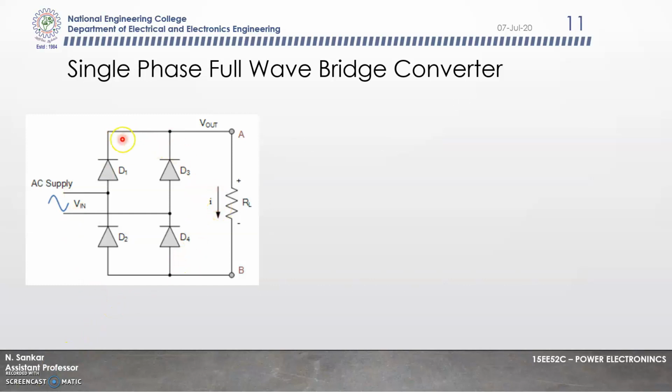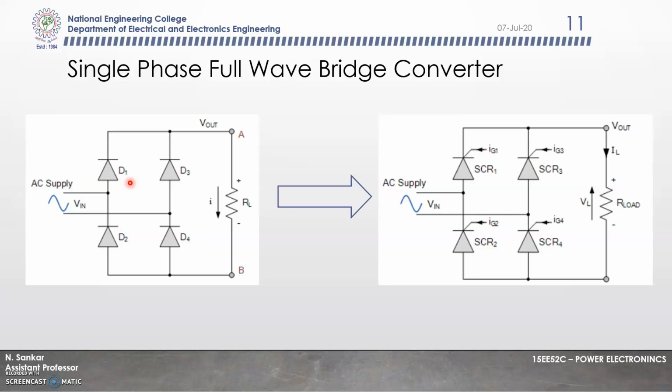This is a single phase full wave bridge converter. This one is an uncontrolled rectifier because we are using diodes. It can be converted to a controlled converter when you replace the diodes, that is D1, D3, D2, D4, by thyristors. If we replace the diodes by thyristors, it changes into a controlled converter. So this is the circuit diagram of a single phase fully controlled converter with R load.